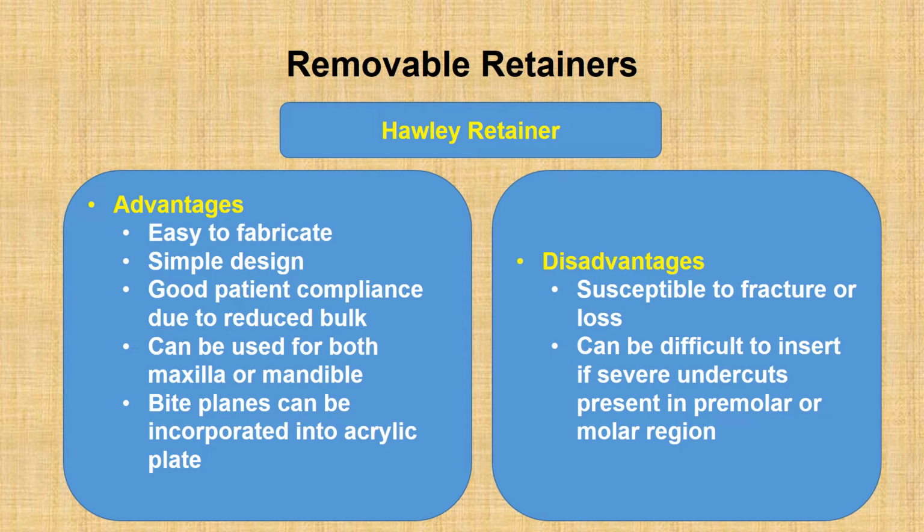Okay, the Hawley retainer has a few advantages. It is easy to fabricate. It is simple in design. Good patient compliance due to the reduced bulk. It can be used either in the maxilla or mandible, and it can be modified because you can add things like bite planes into the acrylic plate. Now, the disadvantages are, of course, it's susceptible to fracture or loss. It can be difficult to insert if there are severe undercuts present in the premolar or molar region.